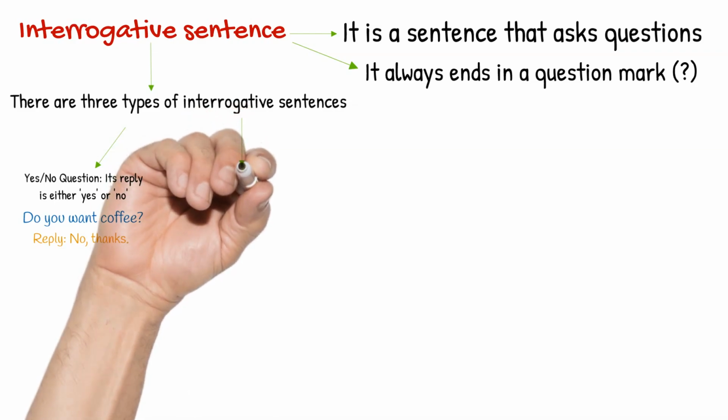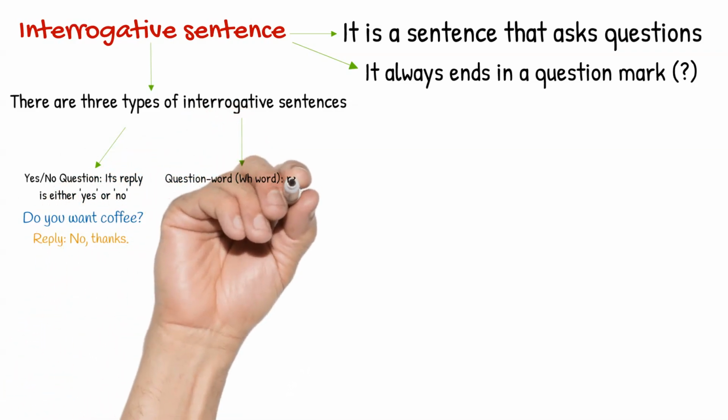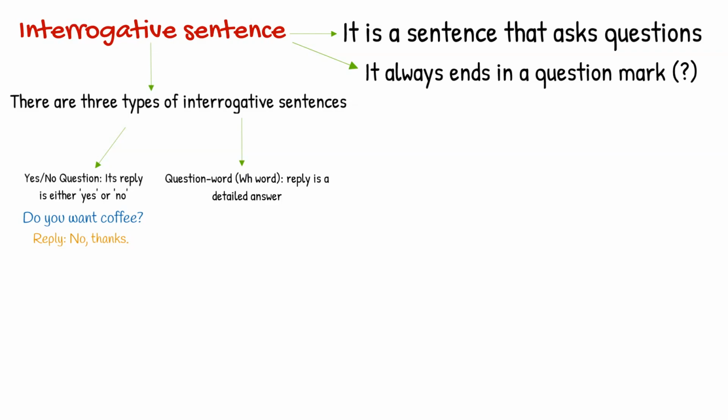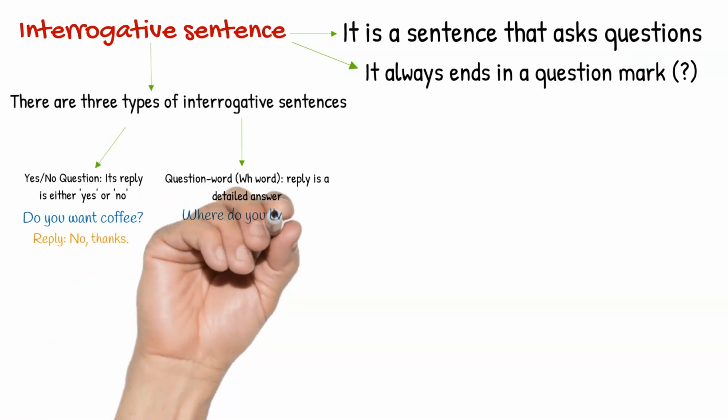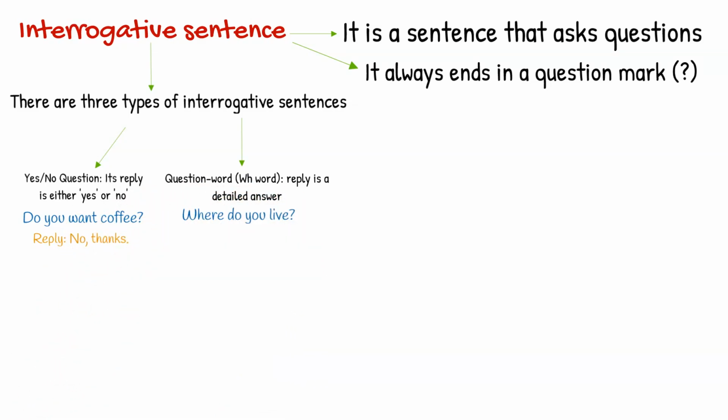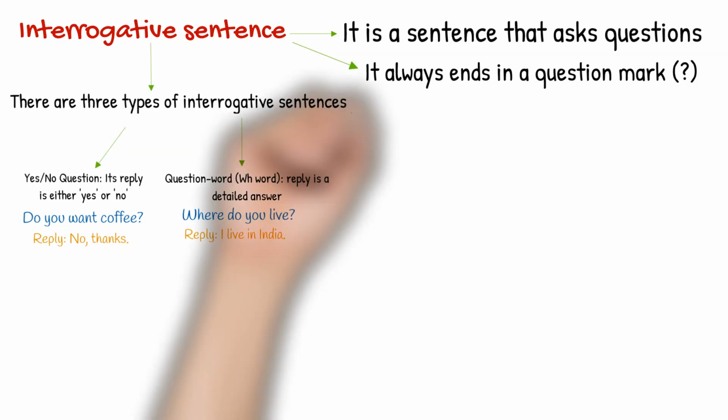The next type is question word using WH word, its reply must be a detailed one. Example. Where do you live? The reply may be, I live in India. So the reply to this type of question is a detailed one. One has to answer in detail.